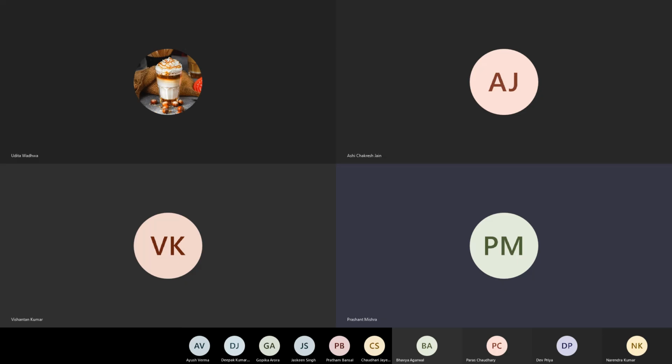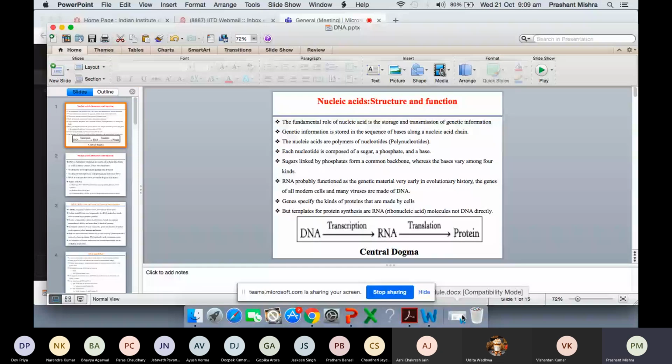How this information is decoded or coded. So RNA is probably the one which functioned in the early phase of evolution, and the genes of all the modern cells, and many viruses, are made of DNA. So what I want to refer to is that DNA is the basic genetic material.